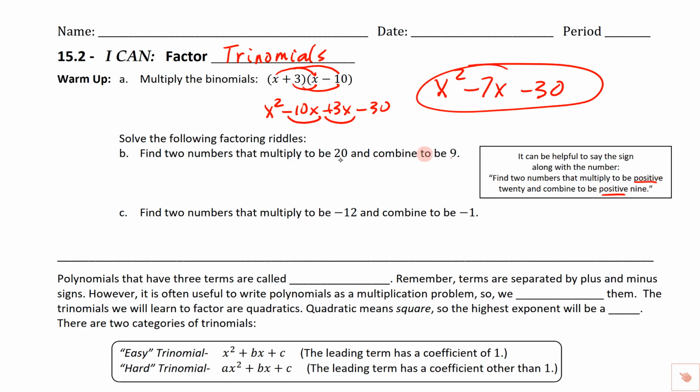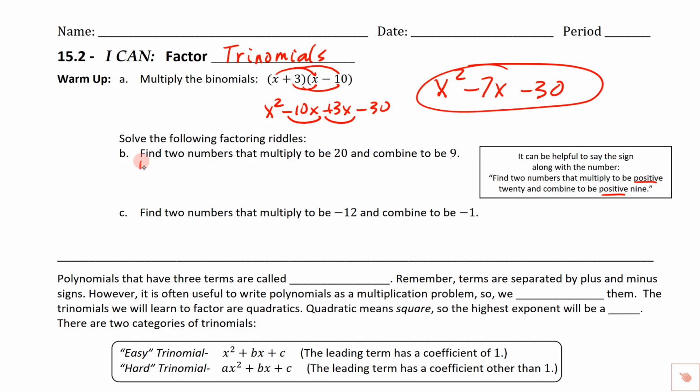Now, it's a little crazy on this one because if we don't say the sign, it's understood that they're positive. But if you get in this habit, it's going to help you in the long run. You'll see what I mean in a few minutes. So we need two numbers that multiply to be positive 20 that combine to be positive 9. Well, if they multiply to be a positive, they've both got to either be positive or they've both got to be negative. And if they combine to be a positive, they've both got to be positive. So I need two numbers that multiply to be 20 that combine to be 9.